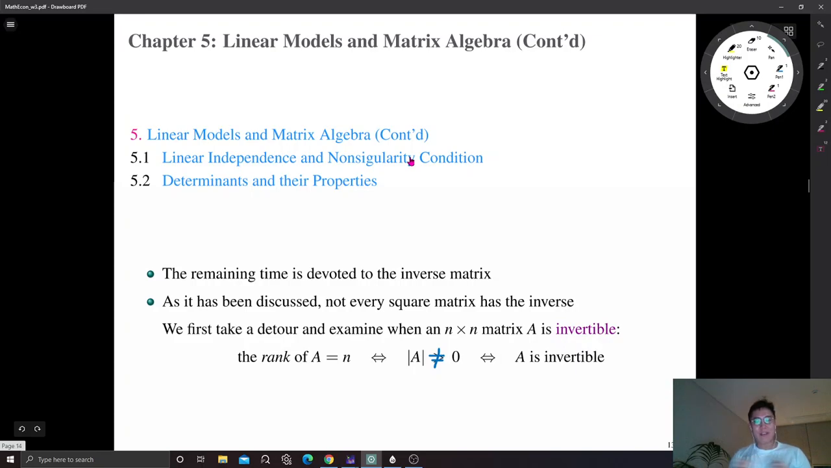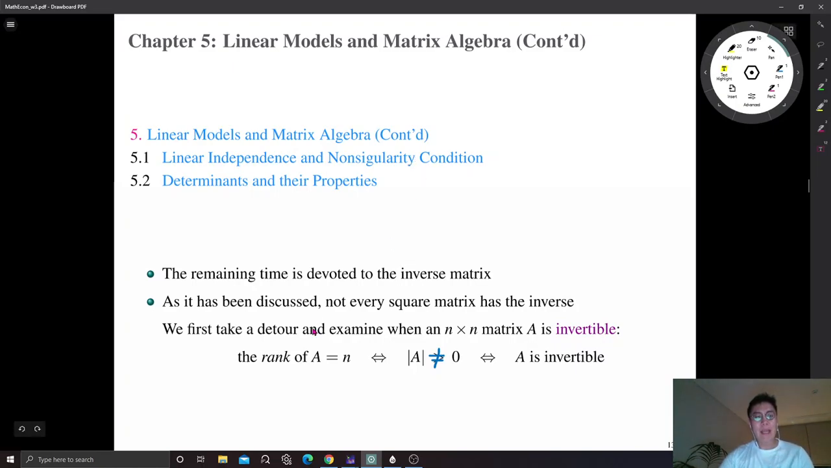Alright, so in this video, I'm going to introduce how to compute the determinants of a 2 by 2 and 3 by 3 matrix. And next week, we are going to discuss what is the meaning of a determinant and its implications and other properties as well.